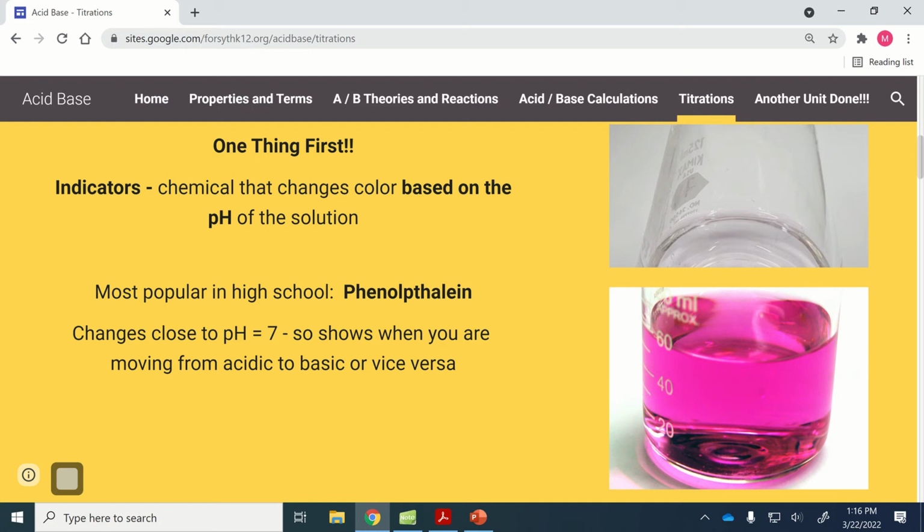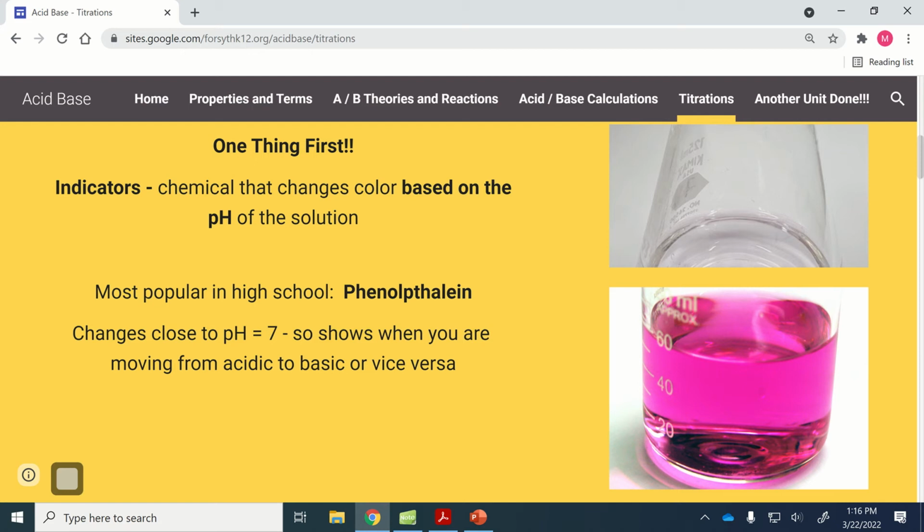The most popular one that we use in high school chemistry labs is phenolphthalein. There are many other indicators out there. I do use one called methylene blue in a reaction. We saw that in the equilibrium video. So there are lots of different ones that change particular colors based on the pH.